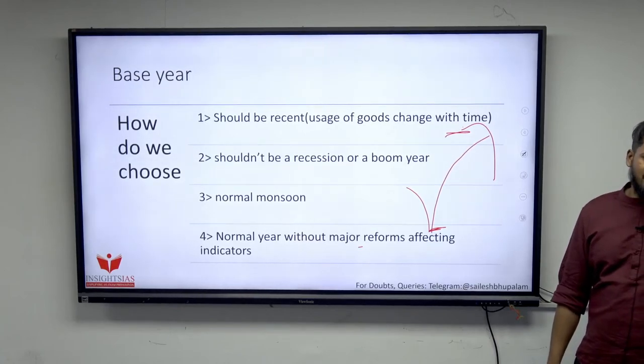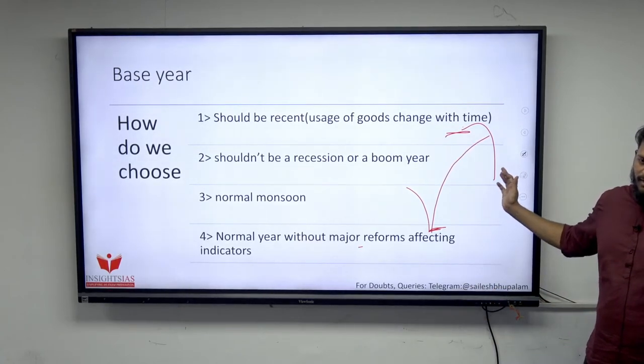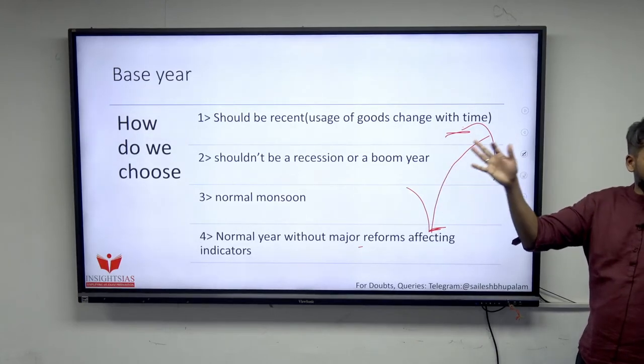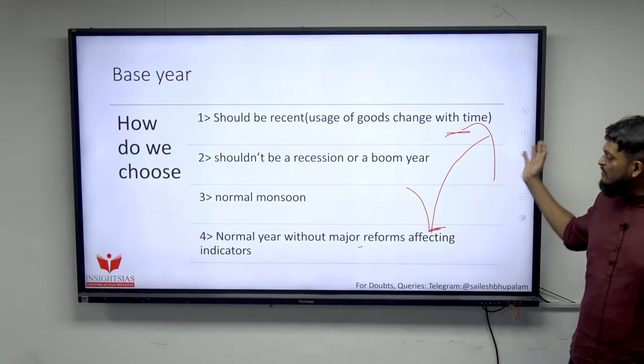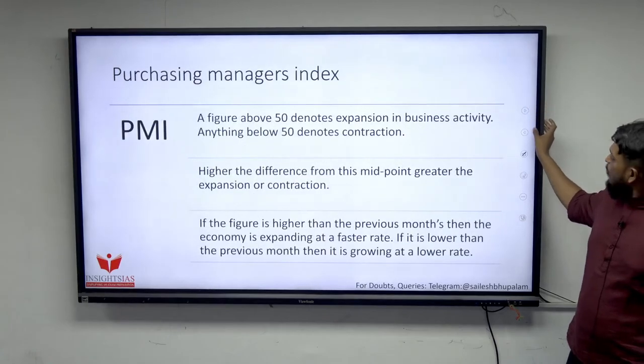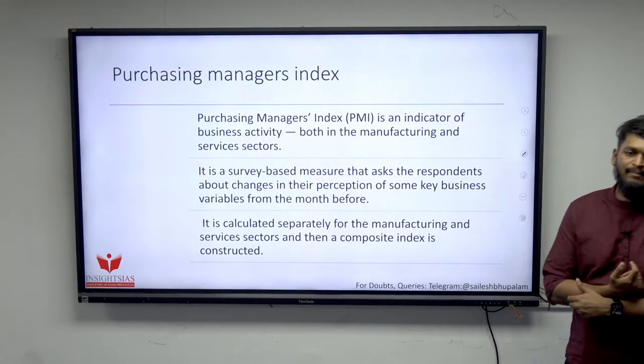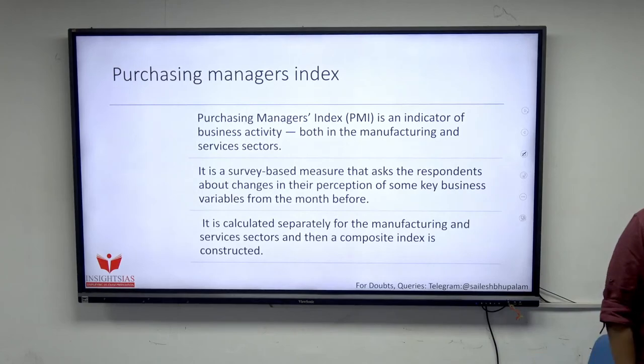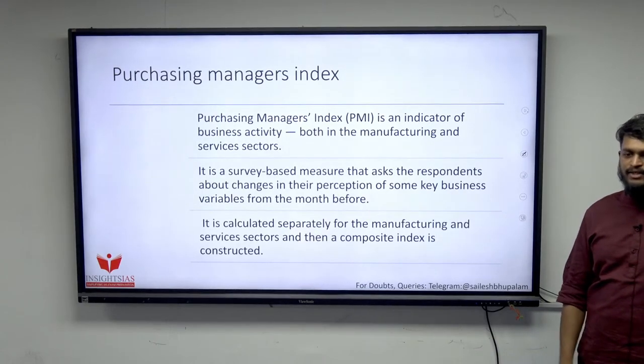Every year is interesting in some manner. It has not been normal at all. So maybe there is COVID, or maybe there is some sort of implementation, something else is happening. So because of all these reasons, we have avoided, you can say, changing the base year so far. Probably next year or year after that, hopefully it is a normal year, at that time we will change it.